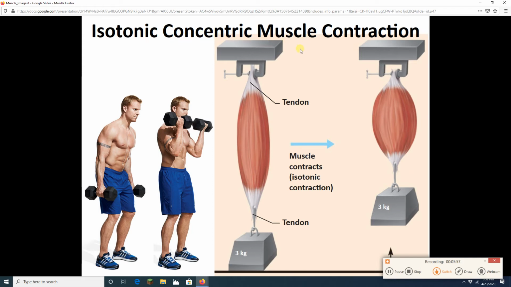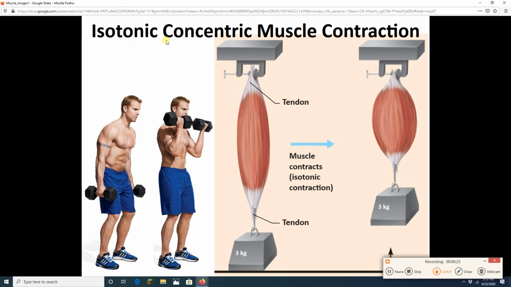Let's break this down a little bit. All right, obviously, muscles are contracting. That's why we have muscle contraction here. Isotonic refers to the fact that the load on the muscle is staying the same. Iso means the same. The tonic refers to the tension. So the load, the weight, the dumbbell isn't changing in mass as he moves it. So the load on the muscle is staying the same.